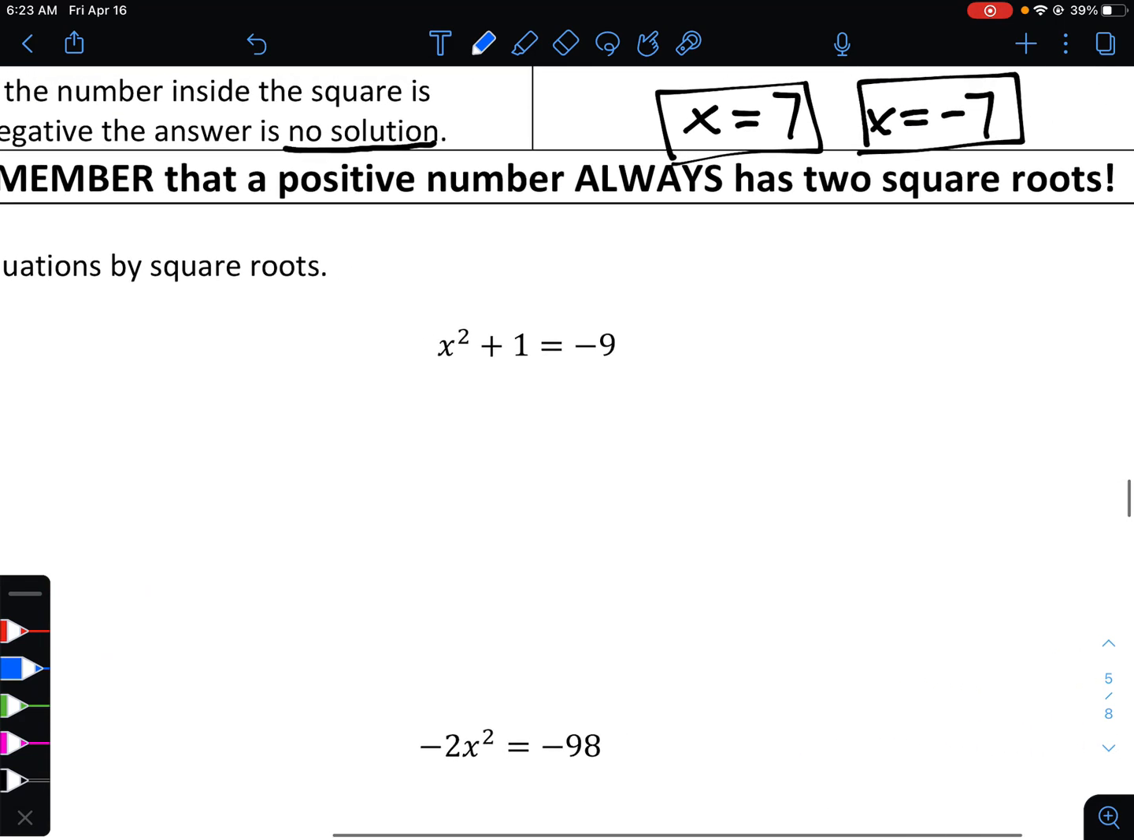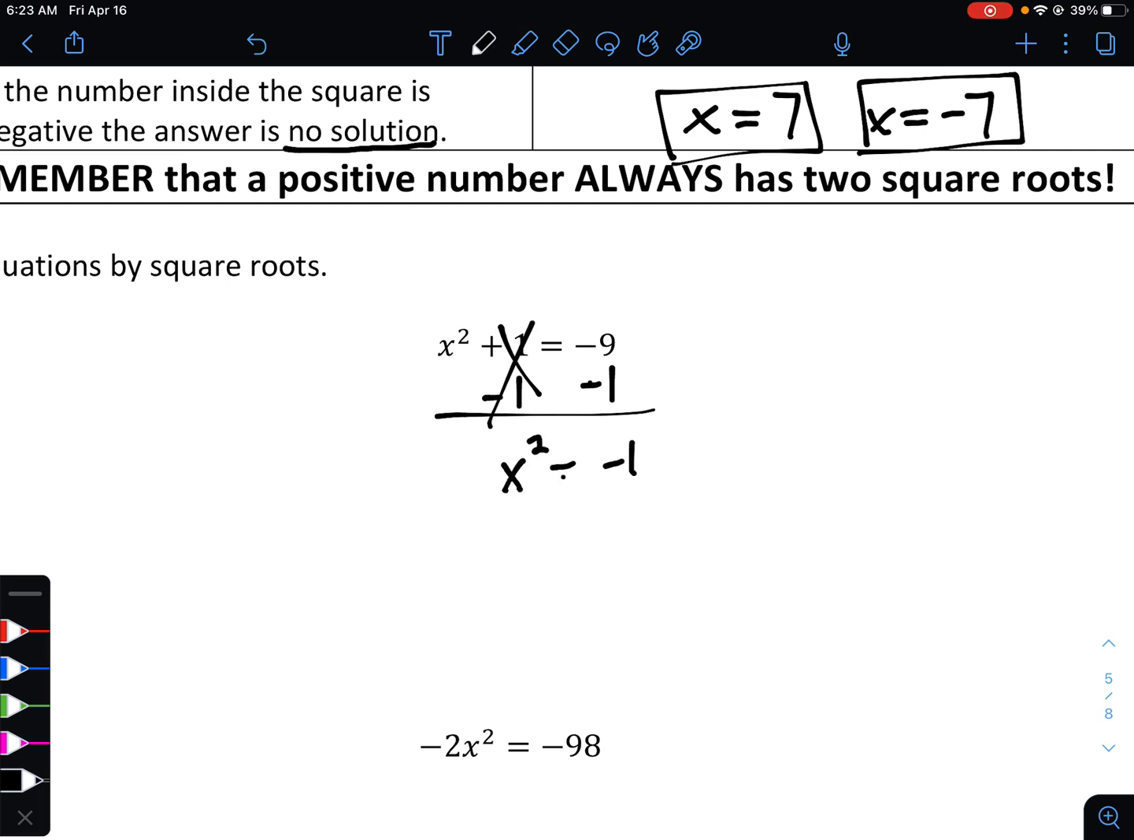For the next example, we've got x squared plus 1 equals negative 9. So again, let's get x squared by itself. So let's subtract 1 from both sides. That'll give us x squared is equal to negative 10. And then we'll go ahead and take square root of both sides of our equation. That way square root and exponent of 2 on the left side will cancel. But on the right side, square root of negative 10, you can't take the square root of negative numbers. It doesn't work. And so this is going to be a time where we'll just say that there is no solution.